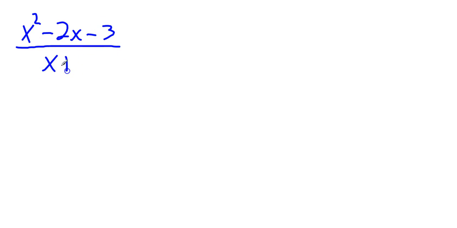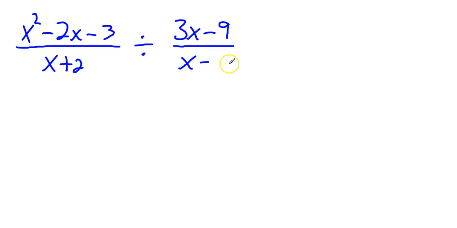All right, here we go. Let's give you an actual expression, not one with just the numbers in here. So let's go with x squared minus 2x minus 3, and that's over x plus 2, divided by 3x minus 9 and x minus 2. Oops, sorry, actually make that an x plus 2.